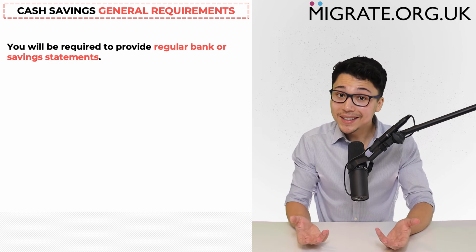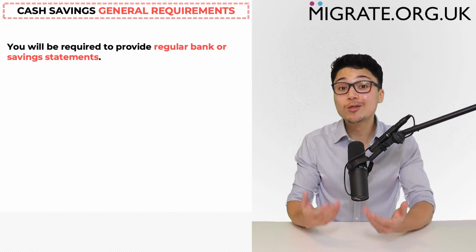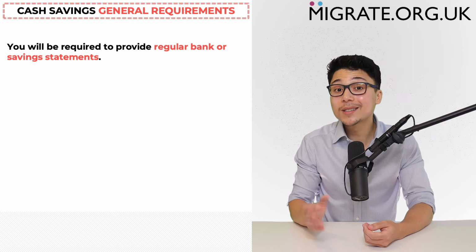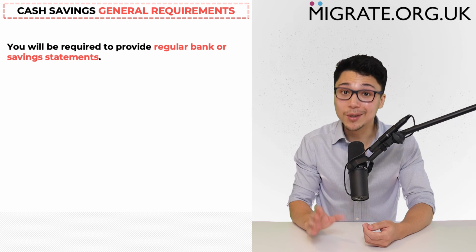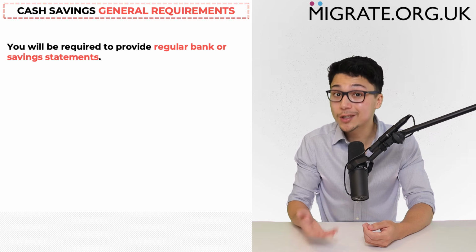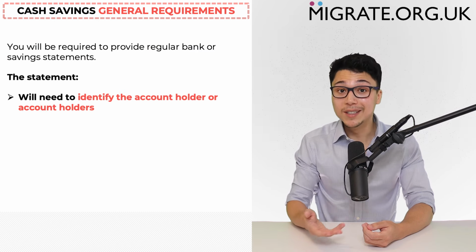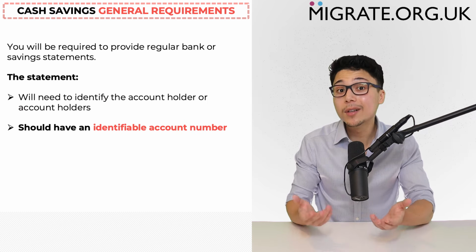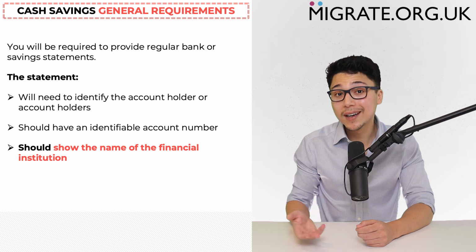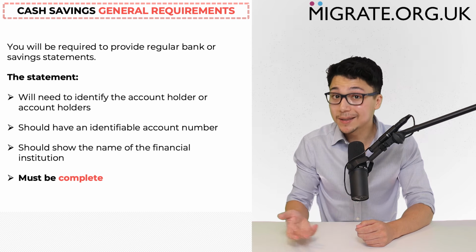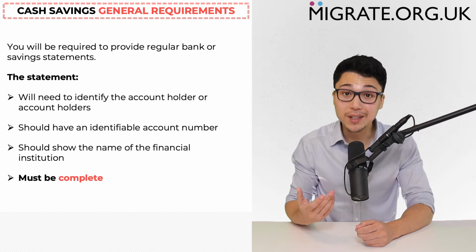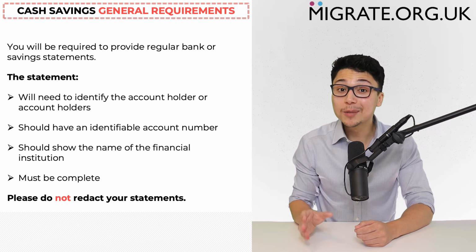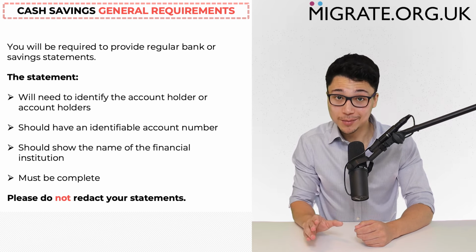And finally, in all instances, you'll be required to provide regular bank or savings statements. Again, understandably, the Home Office does not elaborate on what a regular statement looks like, but in most situations, this should be rather obvious. The statement will need to identify the account holder or account holders and should have an identifiable account number, should show the name of the financial institution and be complete, meaning that the statements will need to show the relevant information required to establish whether the immigration rules are met. And on this point, please do not redact your statements.